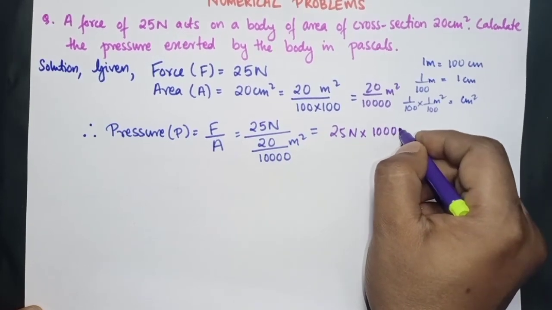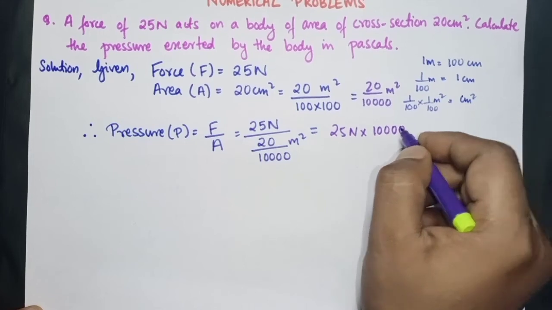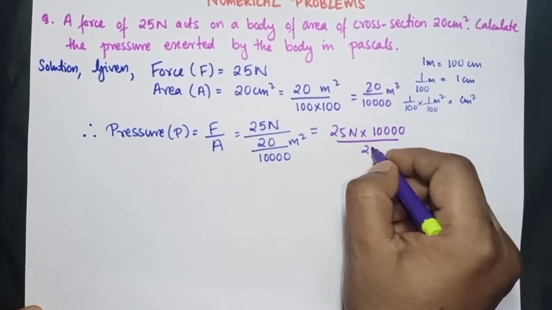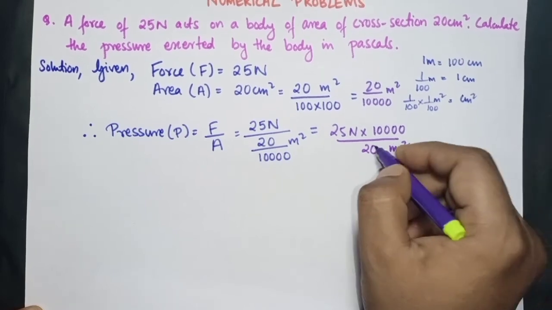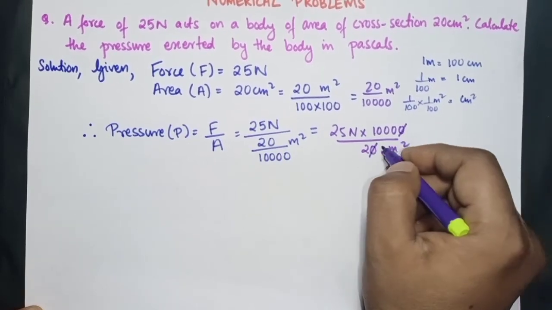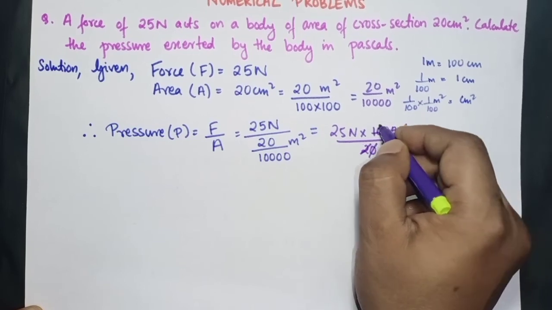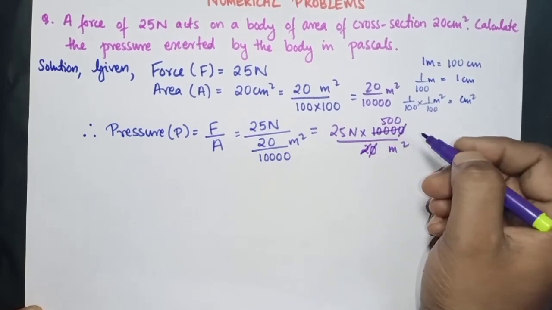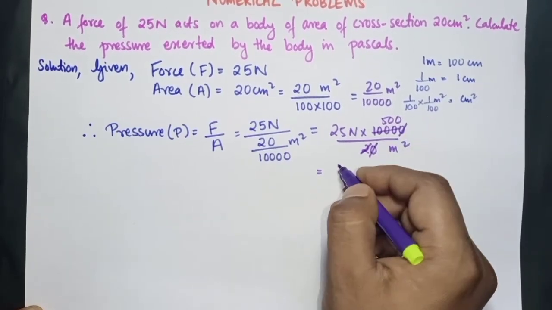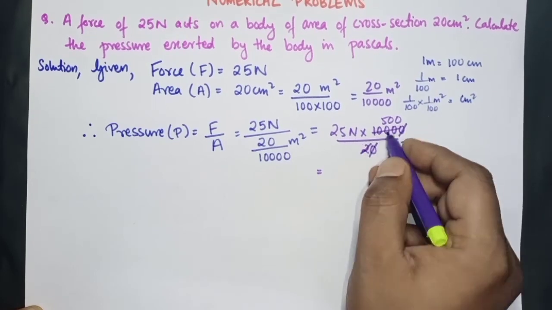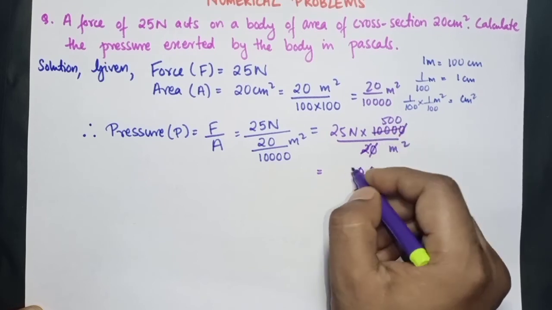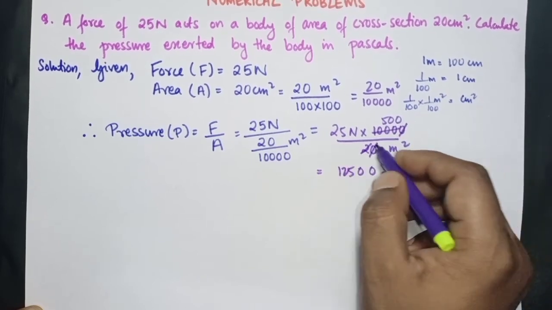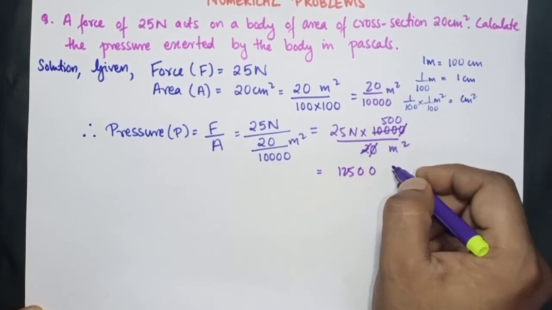So how many zeros? 4 zeros. And this 20 will come down, and this meter square will go to the lower side. Okay, so this 00 will get cancelled. Now 2 ones are 2, 2 500. So now what will this be? So now you'll multiply 25 zeros are 0, 25 5s are, I think, 125, yeah. So Newton per meter square, what is it? It will be Pascal.